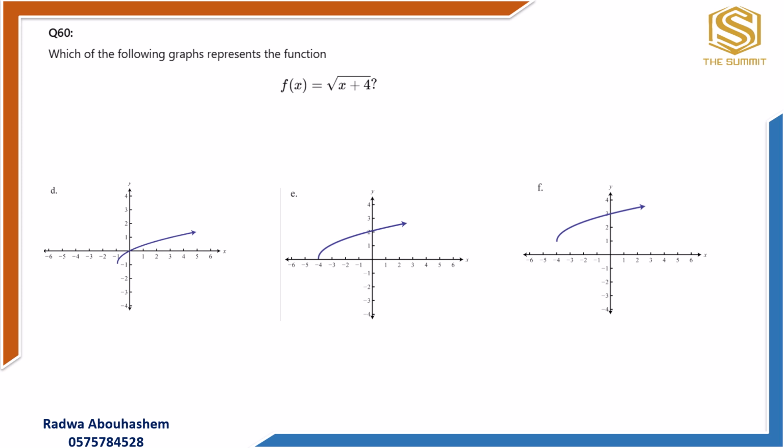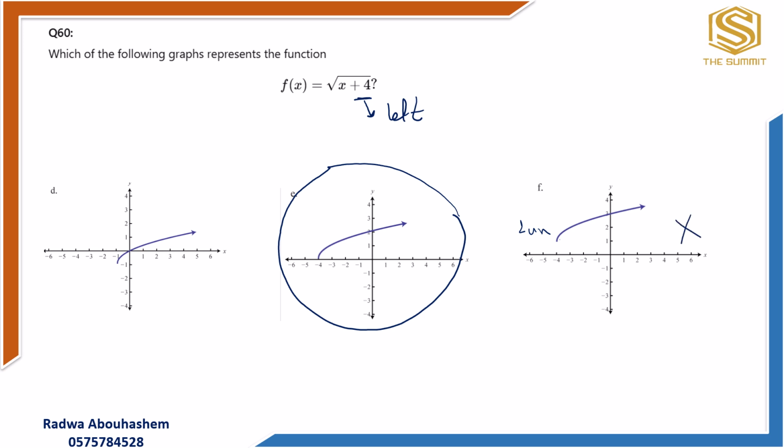Which of the following graphs represents the function square root of x plus 4? We have a horizontal shift to the left. So this is the only one that has a horizontal shift left by 4 and no vertical shift. If you look at this one, there's a horizontal shift, but there's also a vertical shift of 1 unit up. So it's not matching.